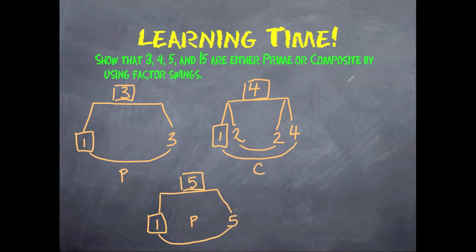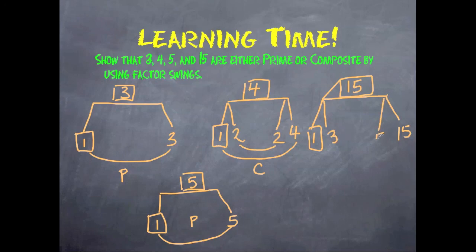And now let's do it for number 15. We have a 1 here. 1 times 15. 2 doesn't go into 15. 3, however, goes into 15. 3 times 5 gives us 15. And those seem to be all the factors. So since we have more than two factors, we know that this is composite.